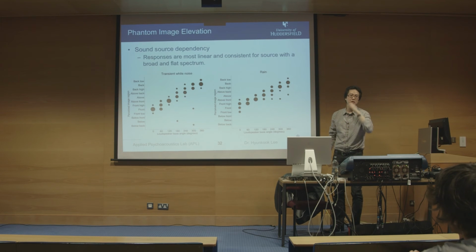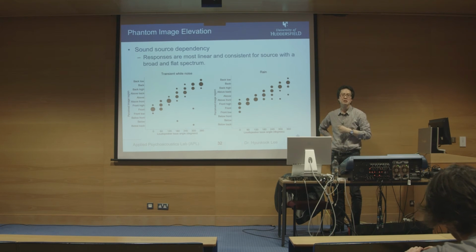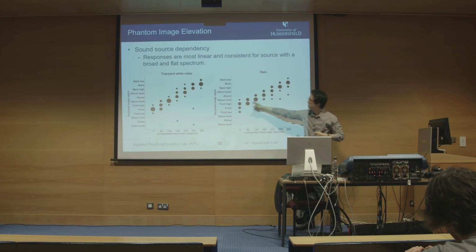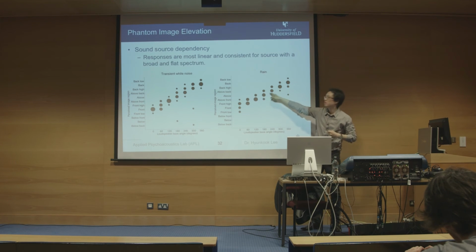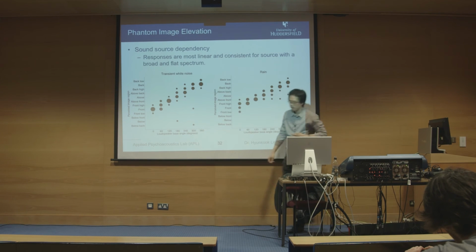There is a very important aspect we found, which is the sound source dependency. There was a very significant difference in the pattern of subjective responses on how people perceived this elevation. So with transient white noise and rain, the actual pattern is quite linear, and all the median points actually increase as the base angle increases. They're quite linear, even though you see some anomalies and some outliers.